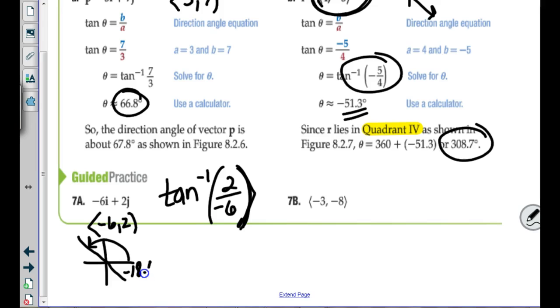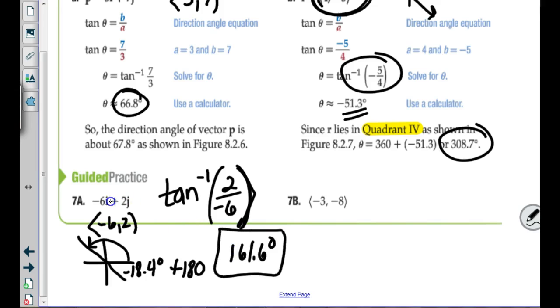Yes, it's in the wrong quadrant, so we just need to add 180 to it to move it around to the right quadrant. So if we add 180 to that, we get 161.6 degrees, and that puts it in the right quadrant to go with a negative, positive. So you always have to be careful that it's in the correct quadrant.